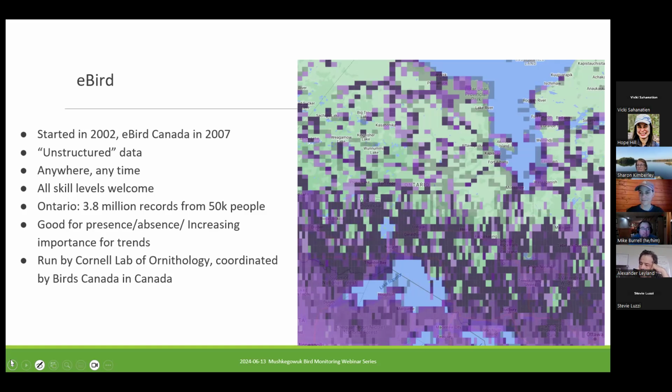Because it's this unstructured, it's harder for us to use the information through traditional techniques. But as I say here, it really is becoming increasingly important for us to understand trends in bird populations as people figure out very complex ways to analyze that data.